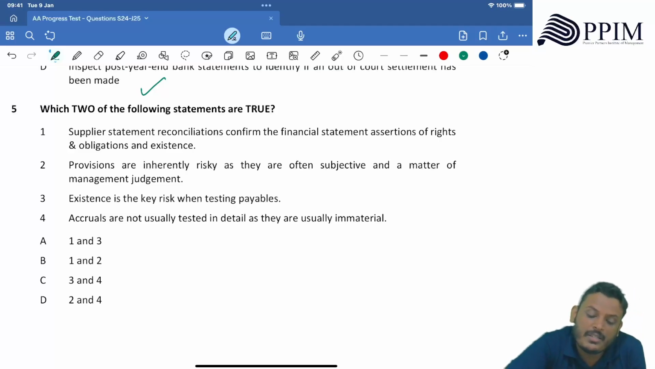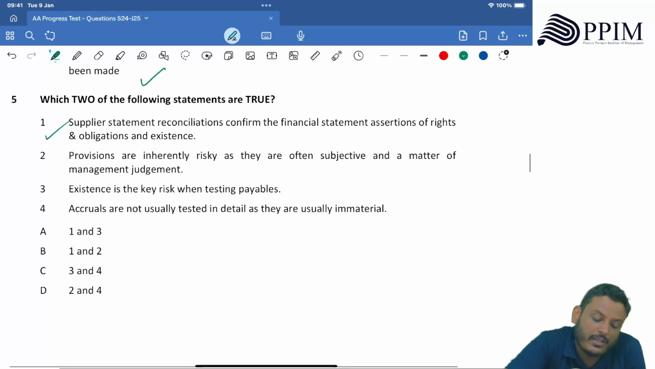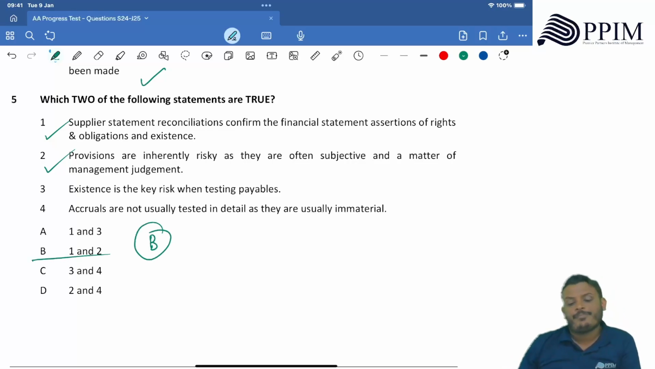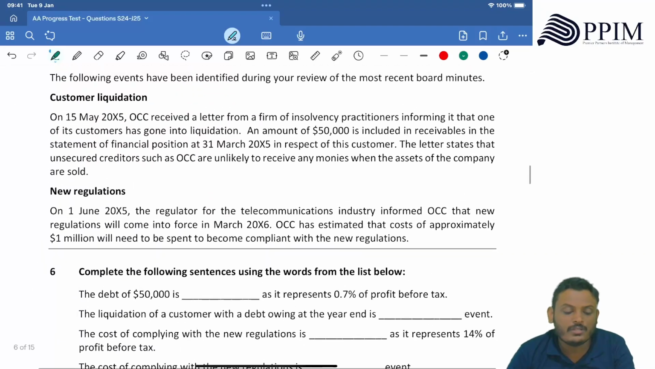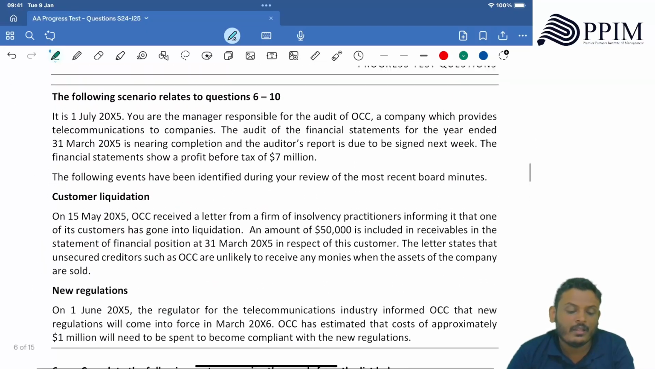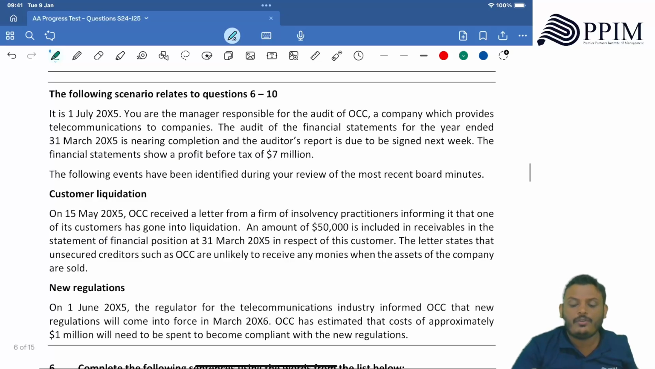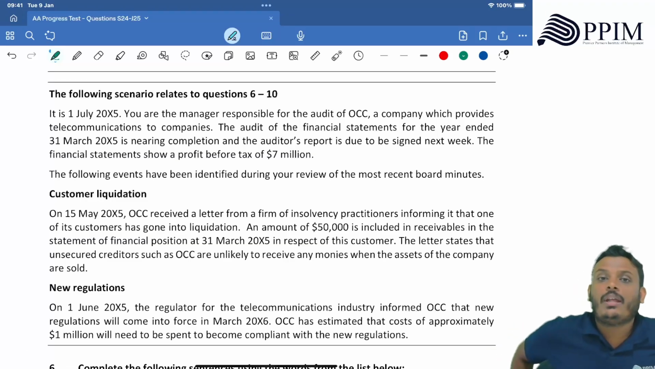Supplier statement reconciliations, rights and obligation, correct. Provisions inherently risky and subject to matter of management judgment, correct. Number 1 and number 2, correct answer is B. Now students, let's read this scenario and finish questions 6 to 10.